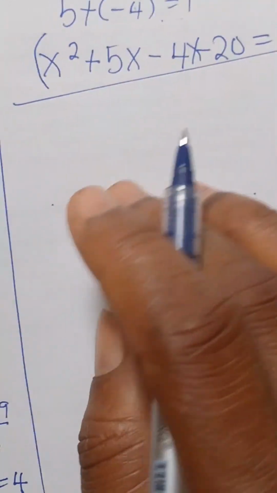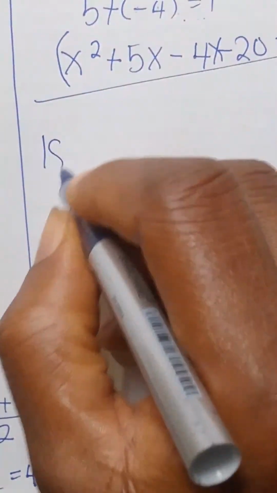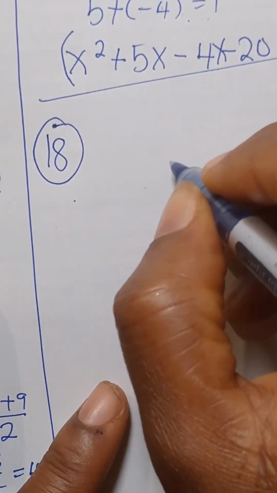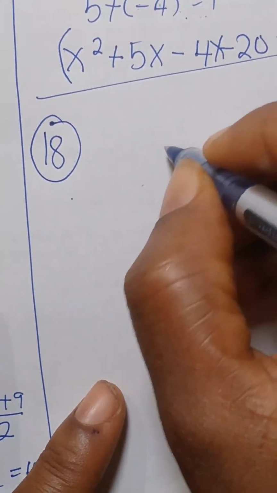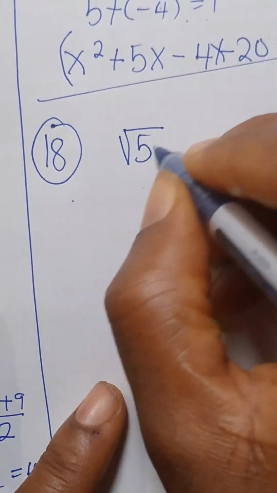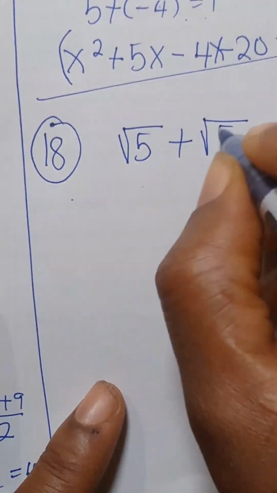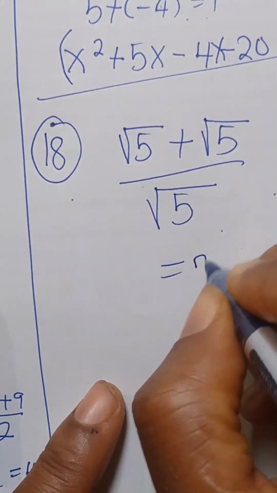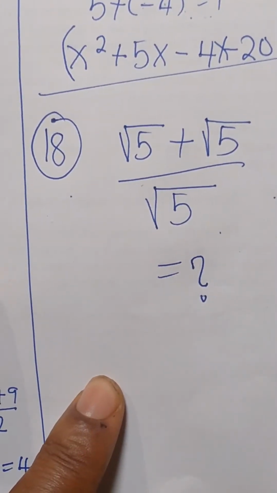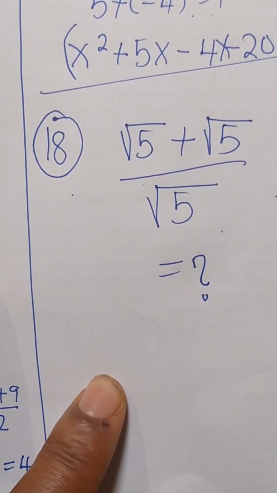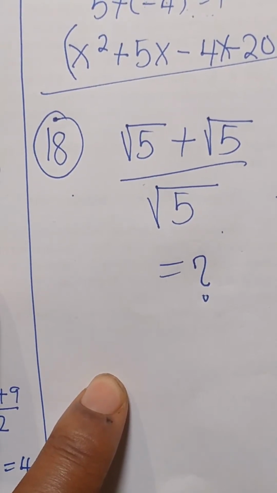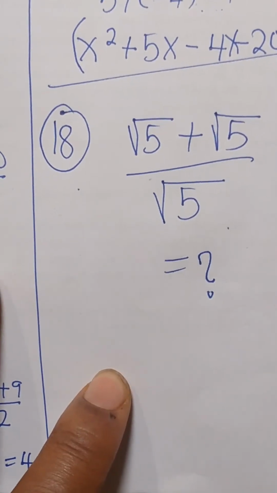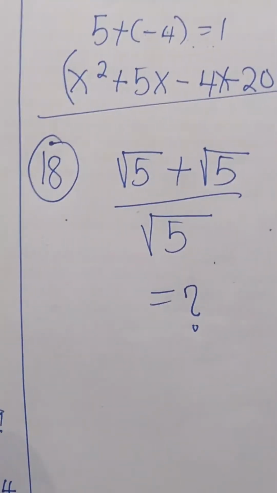Let's go over. I forgot that we are doing a competition. So question number 18, please. All right. So we have, try this one. We have root 5 plus root 5 all over root 5 is equal to what? Solve this. Drop your answer. So please solve this. Let me know your answer.